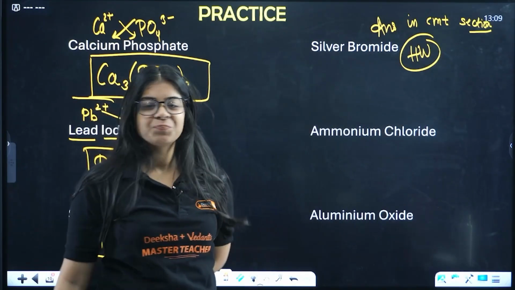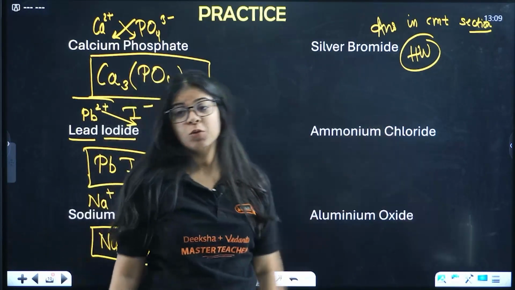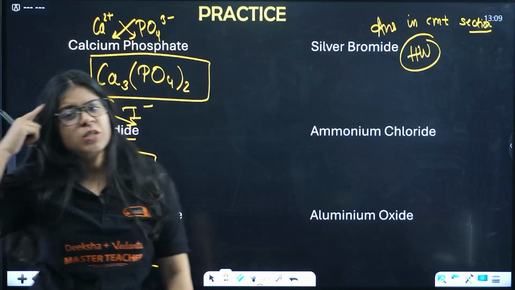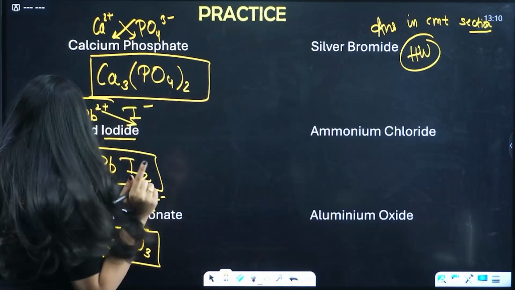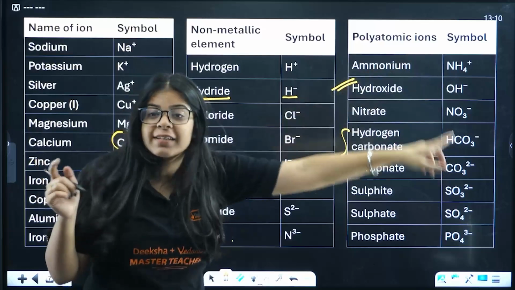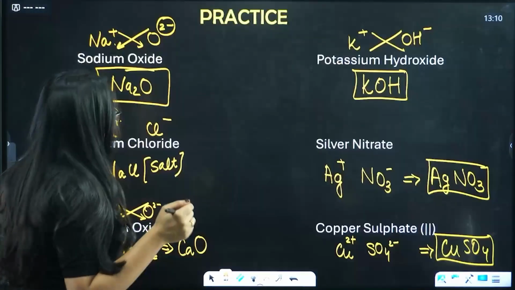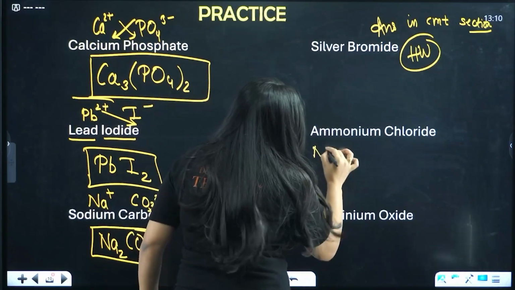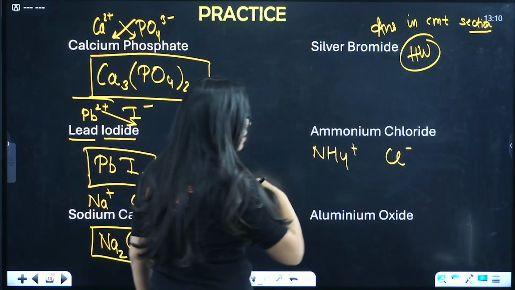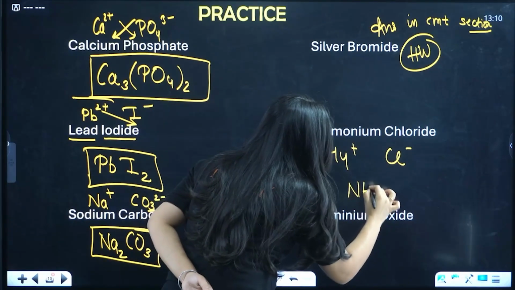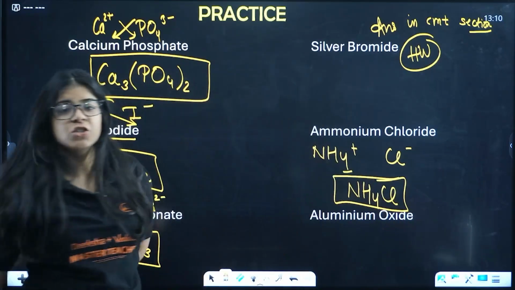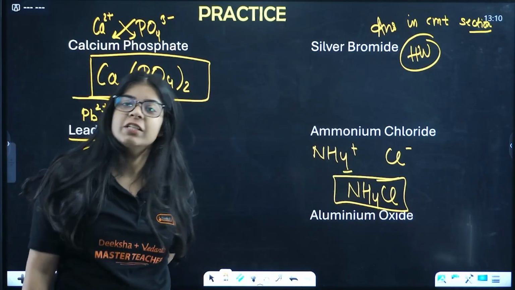Okay, done. Next we have ammonium chloride. What was ammonium? Do you remember? Ammonium was NH₄⁺. So we will simply write ammonium is NH₄⁺. Chlorine is simply Cl⁻. So what happened? NH₄Cl is simply the answer, because we won't touch the number in the foot of the element.